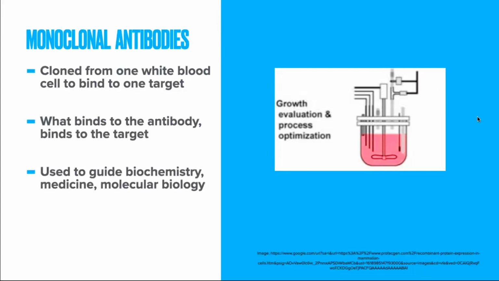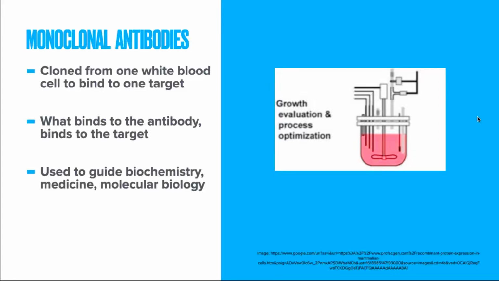So you've chosen something that you want to target in the body, and you design a white blood cell that will produce the antibody that will target that thing, right? And then you clone the white blood cell and extract these antibodies. And the crazy thing is that you can get the antibodies to stick to just about anything. And whatever binds to the antibody will bind to the target.